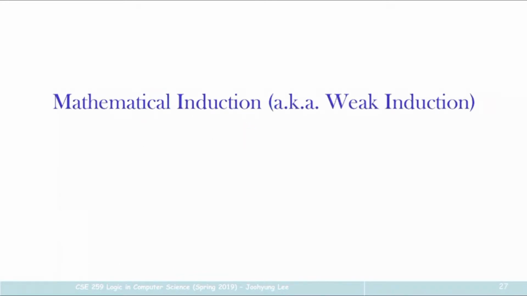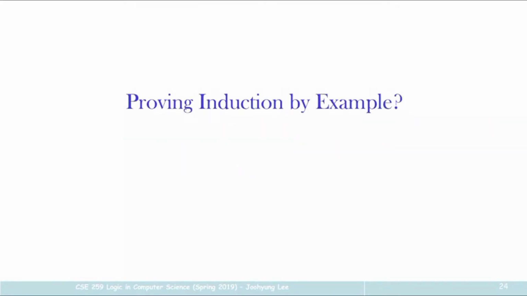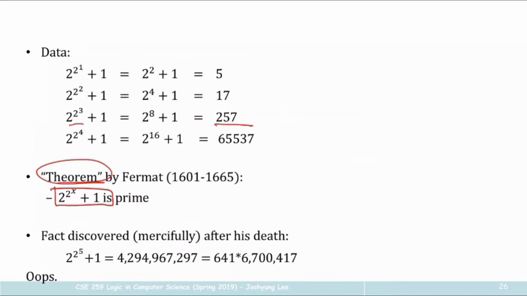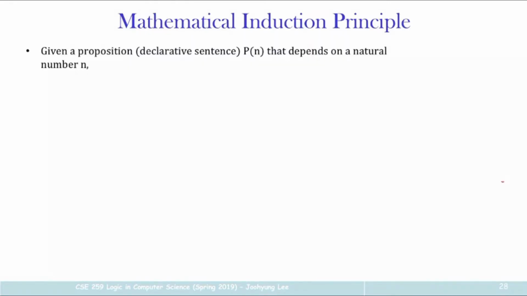So how do we prove this kind of claim? You cannot go over all the cases because there are infinitely many numbers for x, right? But you still have finite space and finite time. So how can you prove this claim? So this is where the induction comes in.